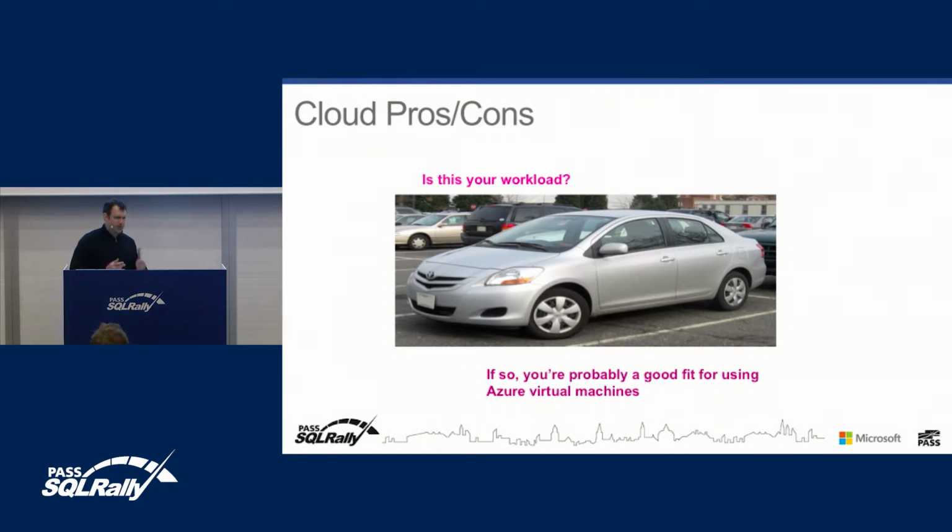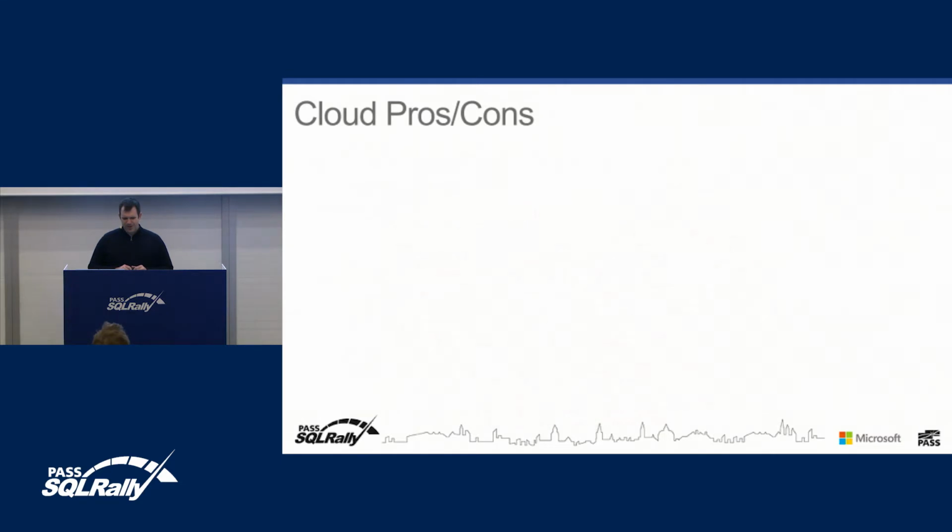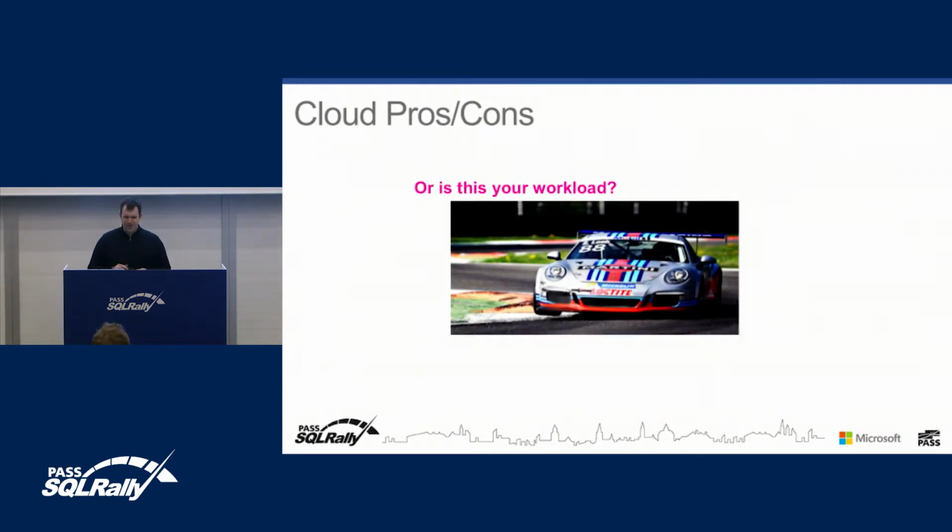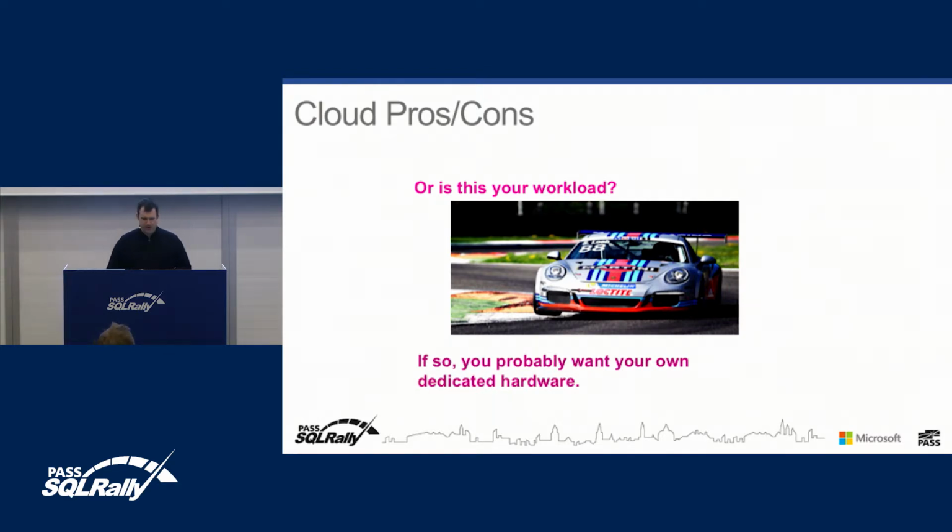Okay, so this was back in 2013. And this is a Toyota Yaris, which is probably a 1.2 liter car. And I used to say, if this was your workload, you're probably a good fit for using virtual machines. And then I said, if this was your workload, you probably wanted to be on physical hardware. That was in 2013. The biggest issue with Azure up until quite recently was I/O performance.